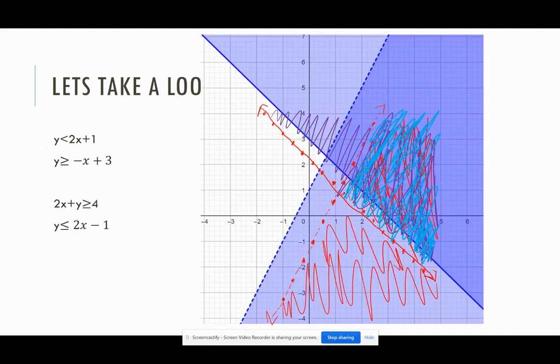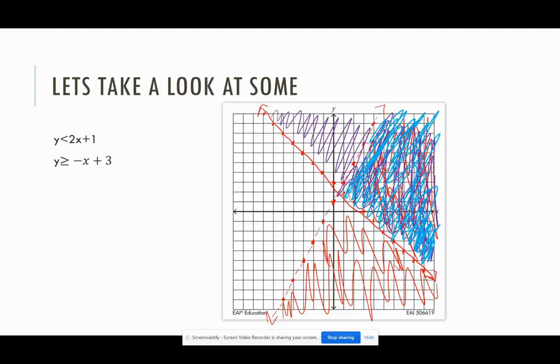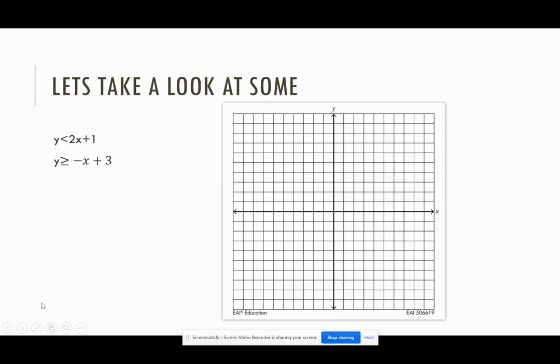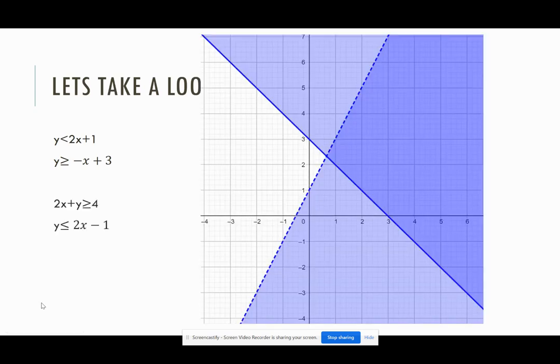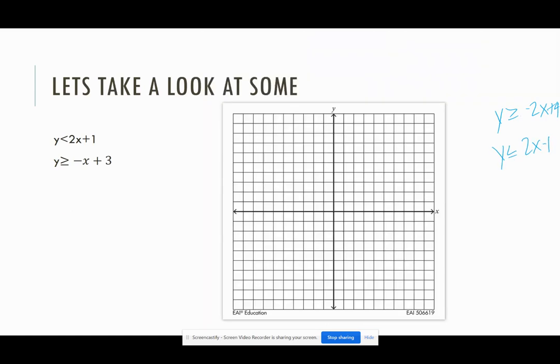All right, I want you to try this one on your own. Try it for me. All righty, so let's do that one. Let me write it down. When we rewrite that, y is greater than negative 2x plus 4. This one becomes y is less than or equal to 2x minus 1. So let's graph those.